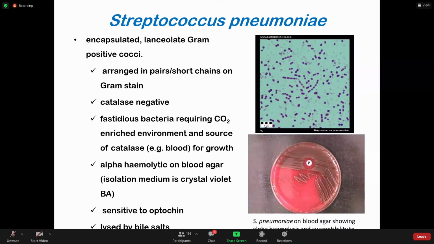And like I mentioned yesterday, for the A student, if you want to talk about the selective medium for Strep pyogenes and Strep pneumo, crystal violet blood agar is appropriate. But if you say blood agar, you are still correct. Strep pneumo is sensitive to optochin and it is lysed by bile salts, so it's bile salt soluble.